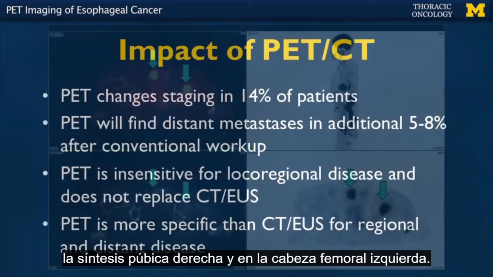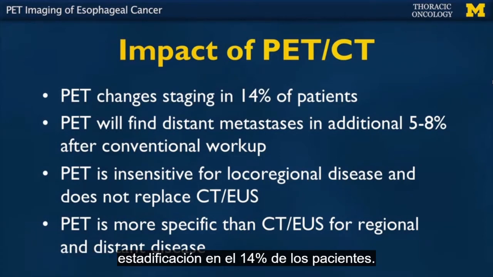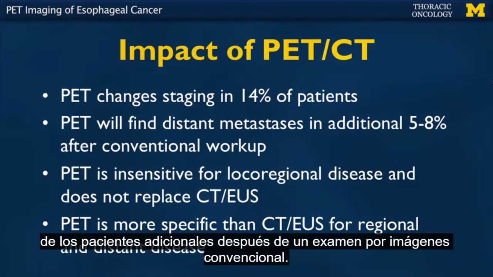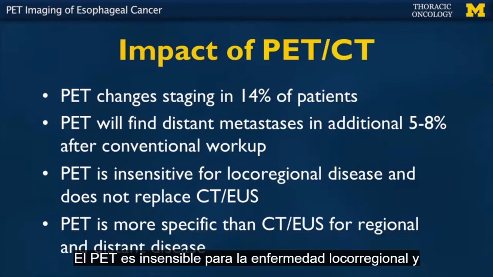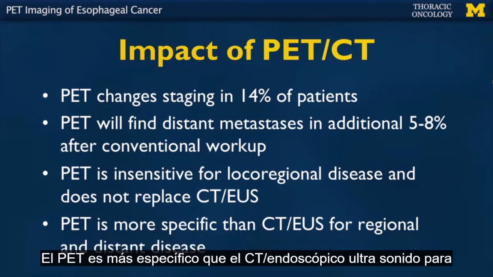The impact of PET-CT on patient management is that it will change staging in 14% of patients. PET will find distant metastatic disease in an additional 5 to 8% of patients after conventional imaging workup. PET is insensitive for local regional disease and does not replace CT/endoscopic ultrasound for detection of nodal disease. PET is more specific than CT/endoscopic ultrasound for regional distant disease.